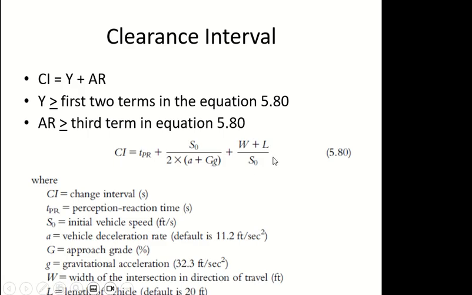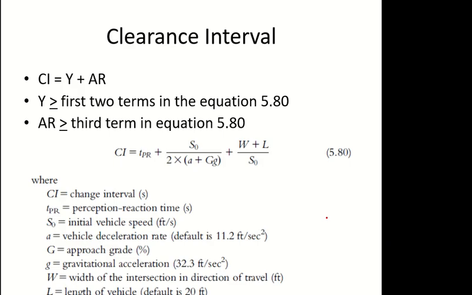Then we have the all red part. This is the width of the intersection, W. This is the length of the vehicle, L. So width of the intersection, length of the vehicle, and then we have S naught, which is speed.